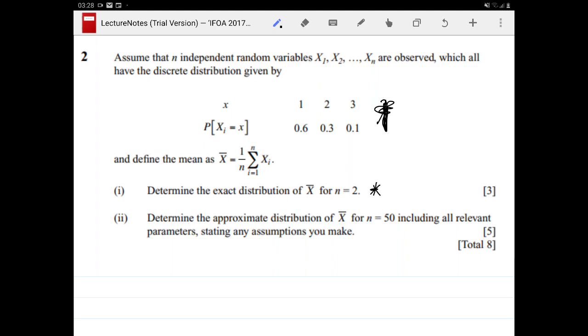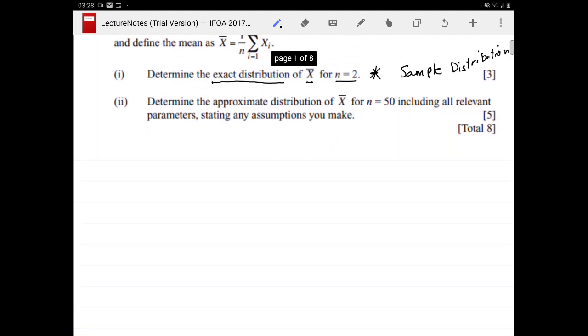So question 1 says, determine the exact distribution for x bar for n is equal to 2. So this is a sampling distribution question because we have a sample and we have a statistic. Our statistic is the sample mean, and we need to determine the exact distribution for our sample mean. So remember, an exact distribution means you need to give me basically the probability that x bar is equal to a, for all a's.